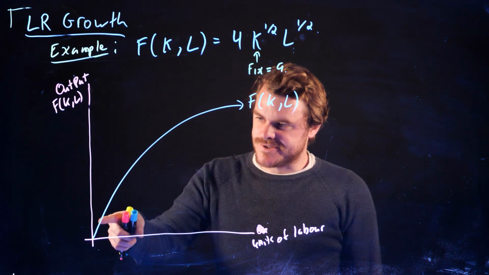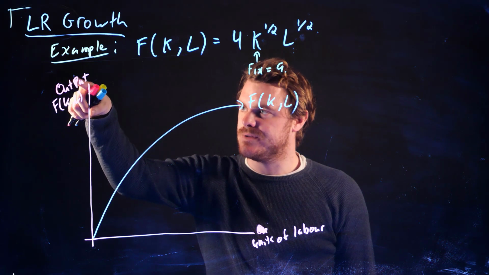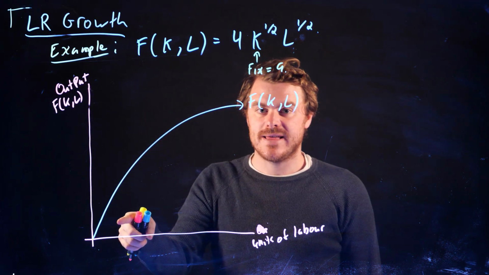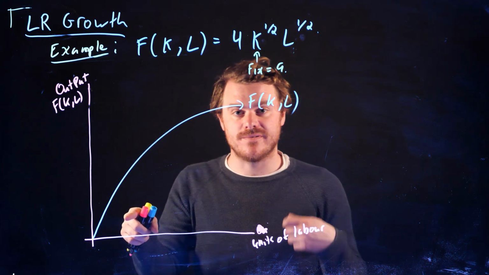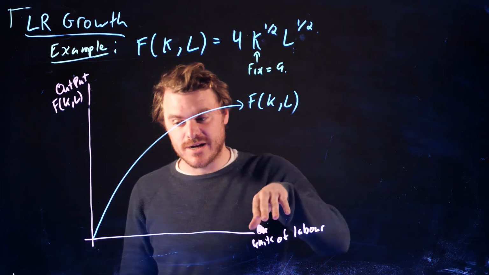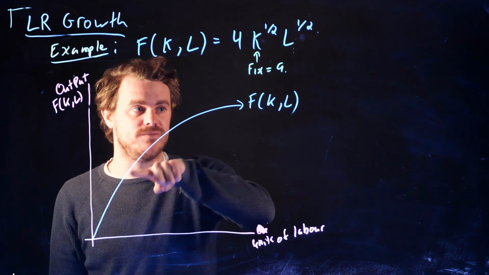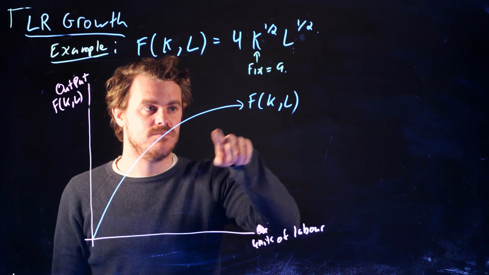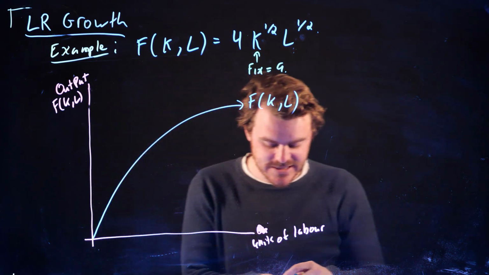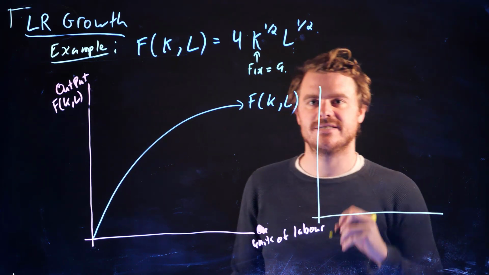Notice the slope: as we add more units of labor, output is going up, but it's going up at a decreasing rate. That's the diminishing marginal product of labor. The marginal product of labor is the slope of this production function, because we're holding capital constant and just changing labor. If we look at that slope, I'm going to try to draw it on this same graph.